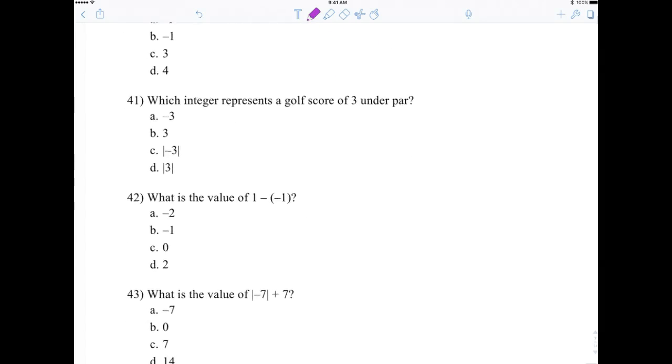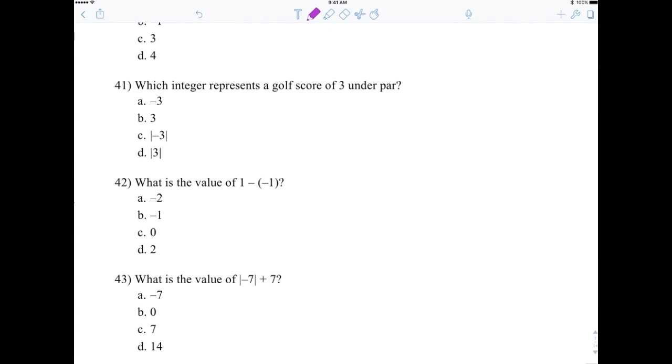All right, 41. Which integer represents a golf score of 3 under par? Negative 3, right? So A. Now, even if you don't know what golf is for scores, which is perfectly fine, under is a clue for negative. Above would be positive. Is everybody happy with that so far? Yes, sir. What's the thing in between the two?